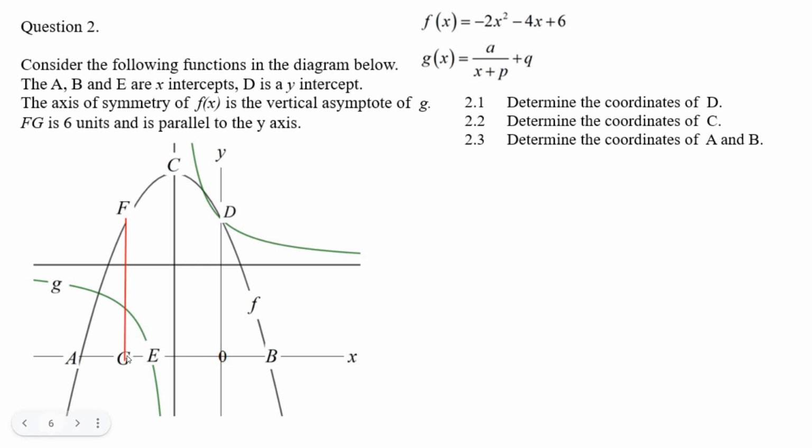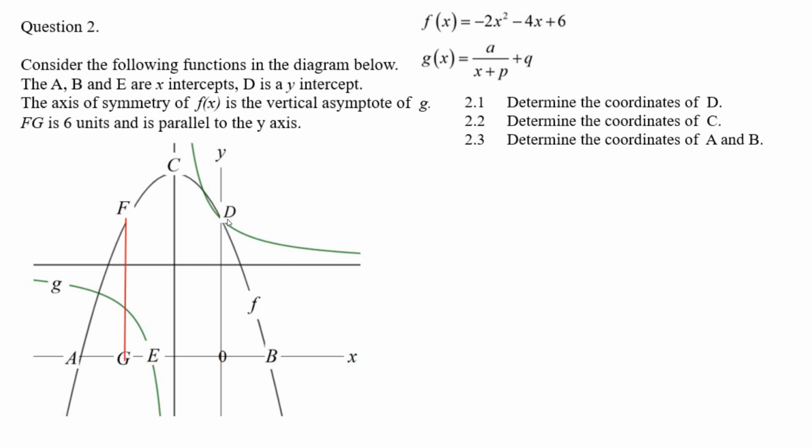And one other thing, they tell us that from g down here at the bottom to f is 6 units, and it's parallel to the y-axis here, so it's straight below, straight above. Whatever that x-coordinate there is, it's got the same x-coordinate up here. That's what they're telling you.